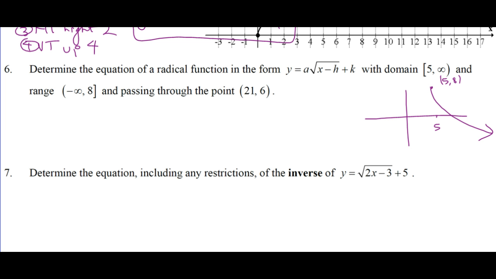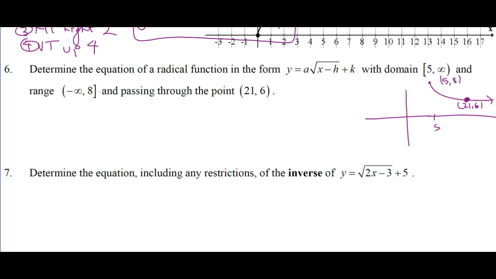But it passes through the point (21, 6), so it actually kind of looks like this more. And then somewhere here is the point (21, 6). So just a drop of 2. All right. Now what?